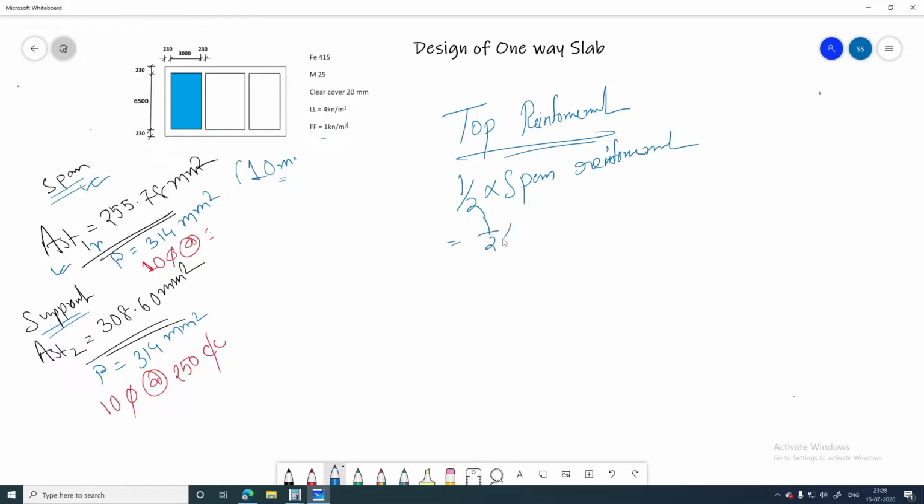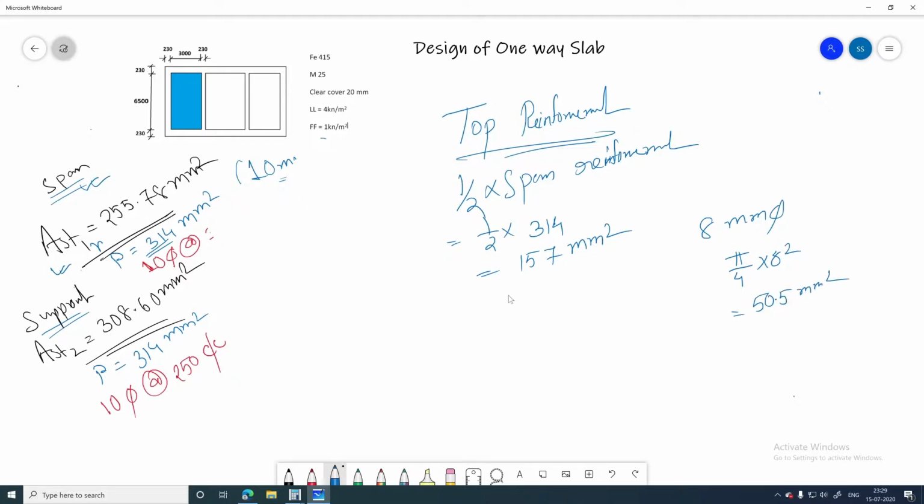So half into the span reinforcement, that is what we provided, 314. So that will be about 157, so 157 mm square. You just write it in this format. We just consider 8 mm dia bars. So what is the cross-sectional area? That is pi by 4 into 8 square, that is 50.5 mm square.